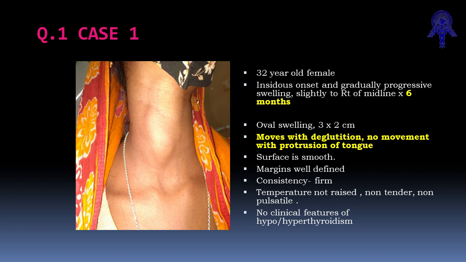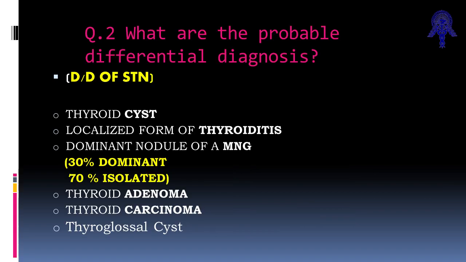You are going to mention the surface, the margins, the consistency, the temperature. Temperature is to be appreciated by the back of the fingers rather than the pulp of the fingers. The examiners are going to see that. The swelling is non-tender, non-pulsatile. There is no clinical feature of hypo or hyperthyroidism.